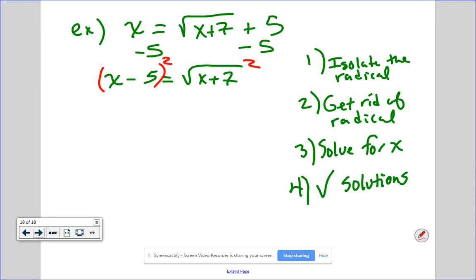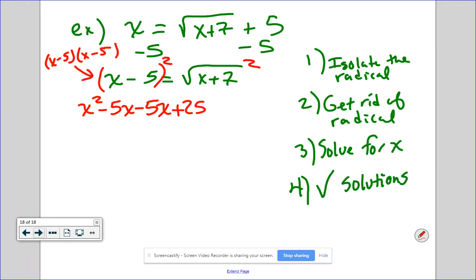The key thing here: I have to square this, but is it just square both terms, or what do I have to do when I have a binomial square? FOIL. Good. I have to FOIL this, because it's really x minus 5 times x minus 5. So if I FOIL this, I get x squared minus 5x minus 5x plus 25. Because remember, this is x minus 5 times x minus 5. Yep. You can combine like terms.